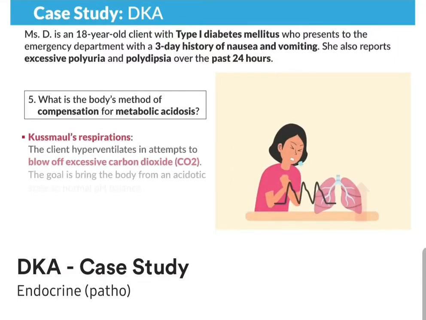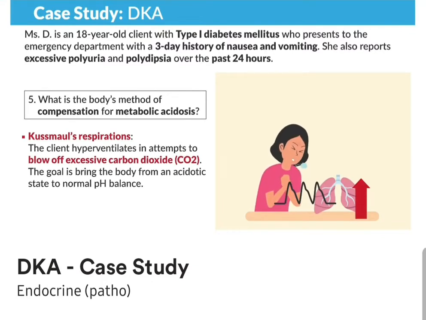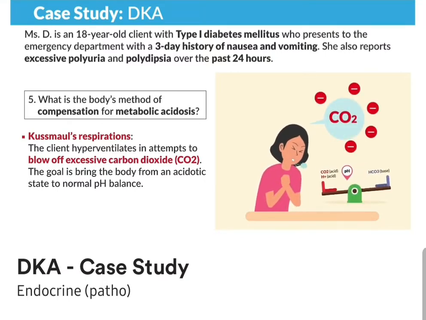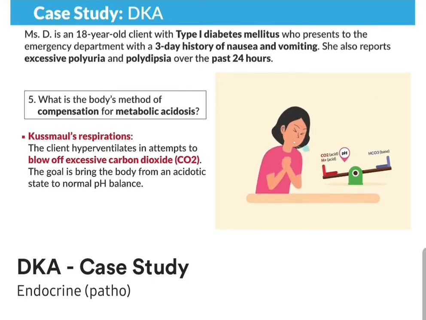Remember the key term, Kussmaul respirations. The client hyperventilates in attempts to blow off excess carbon dioxide, that's CO2, which I call carbon diacid, since all that CO2 pushes the body into that acidotic state. So the goal here is to bring the body from an acidotic state to normal pH balance by breathing off all that CO2 out of the body. So those Kussmaul respirations try to get the body into balance.